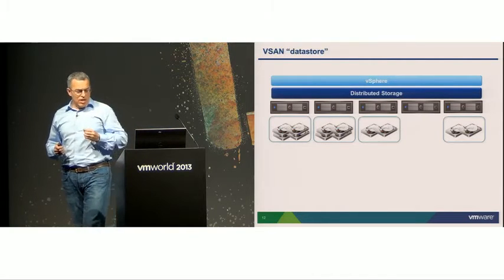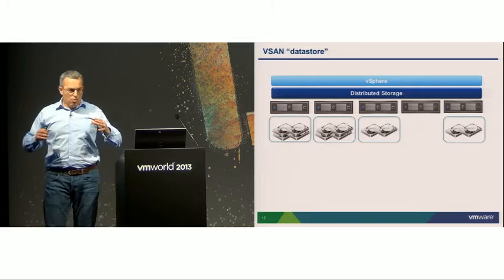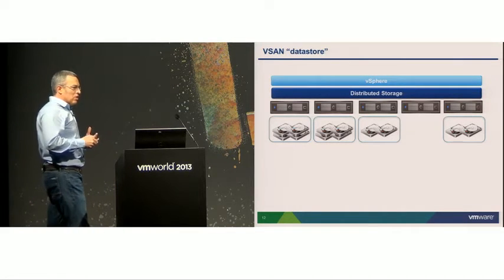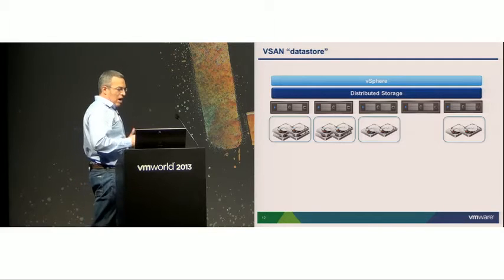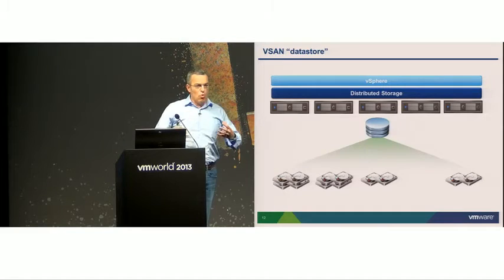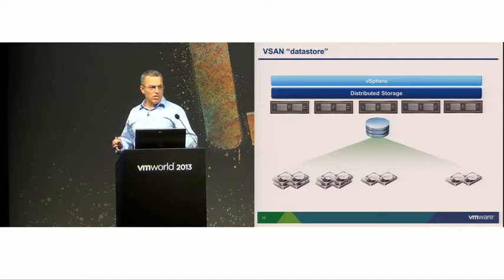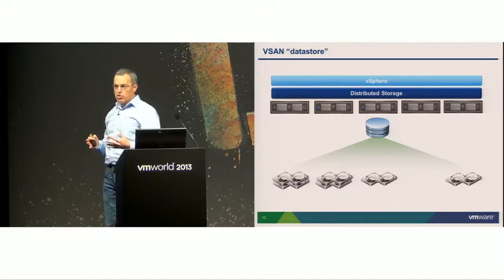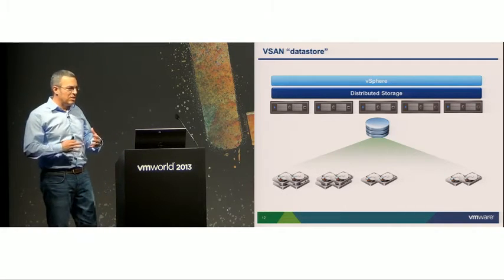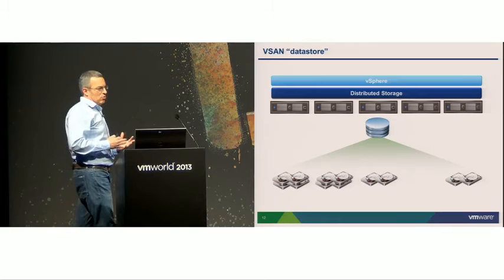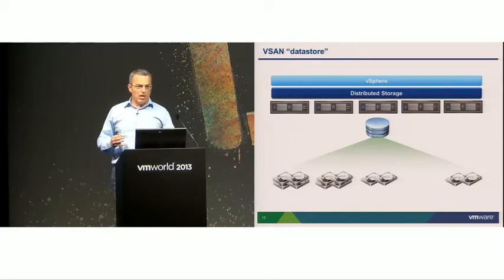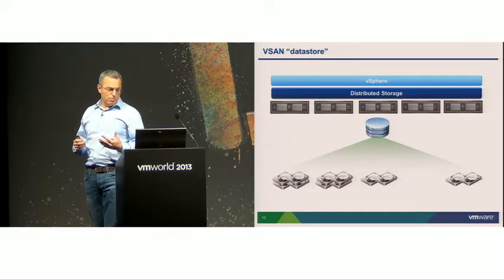The key idea here is that this pool of storage, which consists of all those local devices, appears to the ESX host in the cluster as one data store, a single data store that is accessed by all the hosts in the cluster. This is for all practical purposes the same as a VMFS or an NFS data store and supports all the vSphere solutions that assume a shared storage.